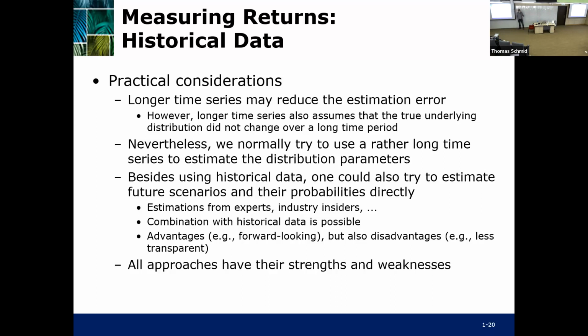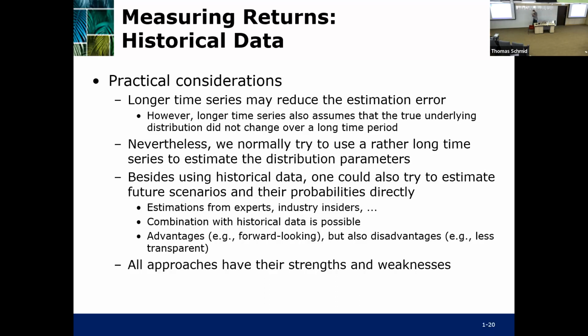However, if we use a lot of data, we have to go back a long time in history, and this assumption that the true underlying probability distribution did not change over time becomes harder to justify, right? If you go back 100 years, it's pretty hard to argue that the underlying probability distribution of a company 100 years ago was the same as it is today. That's the trade-off. This assumption that the probability distribution did not change, which we always need, is easier to justify if you use a short time series.